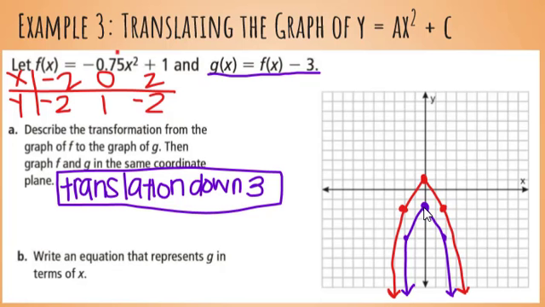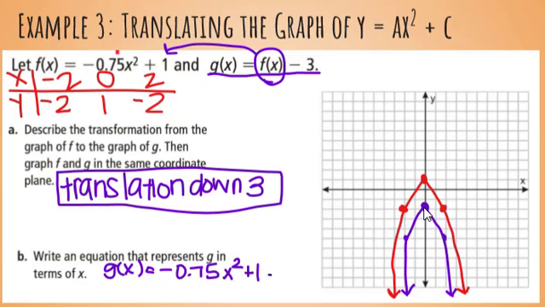So the last part is to write an equation that represents g in terms of x. So if I look at this g of x equation, I have this f of x right here. And I'm going to replace this f of x with what f of x equals over here. So when I write my g of x equation, we have g of x is equal to, now I'm going to plug in my f of x, negative 0.75 x squared plus 1. So I replaced the f of x with what it equals over here.